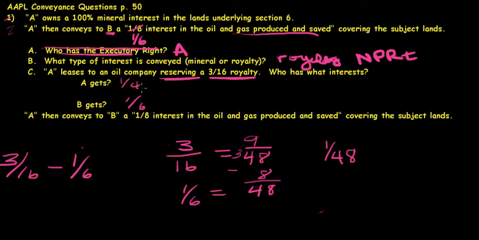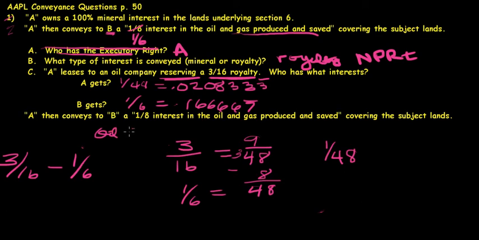All right. So if we want to put these as decimal interest, we're going to go 1 divided by 48, and that's going to equal 0.0208333. And then the 1/6, we're going to go 1 divided by 6, and that's going to give us 0.166666, etc.